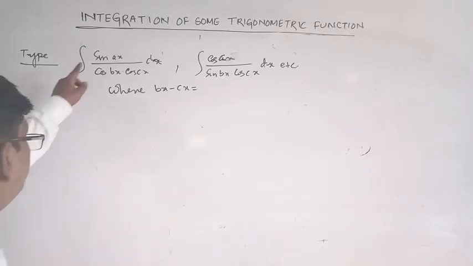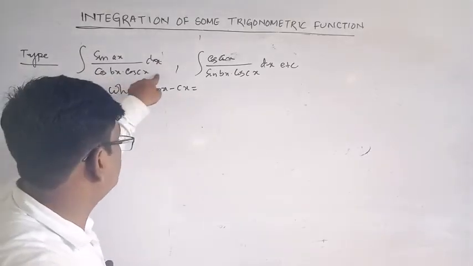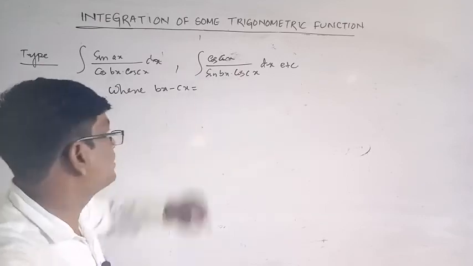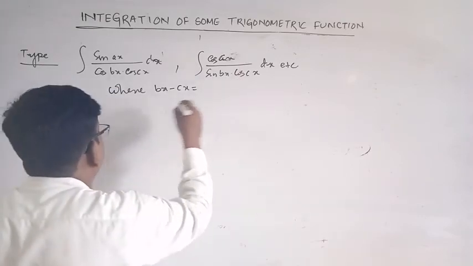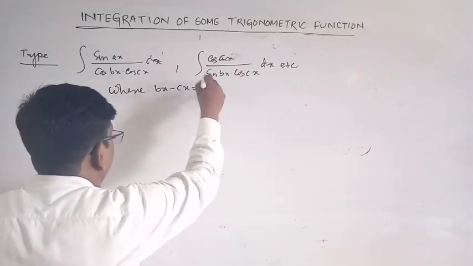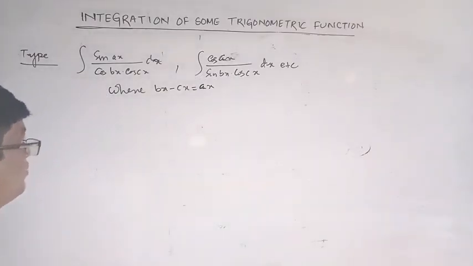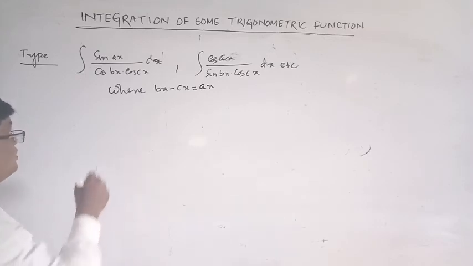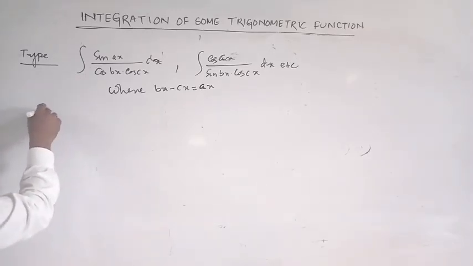Now integration of the type sin x by cos bx cos cx dx, cos x by sin bx cos cx dx, etc., where bx minus cx is equal to x. Okay, bx minus cx is equal to x. So use this type of formula. Example, this is a question based on this formula.